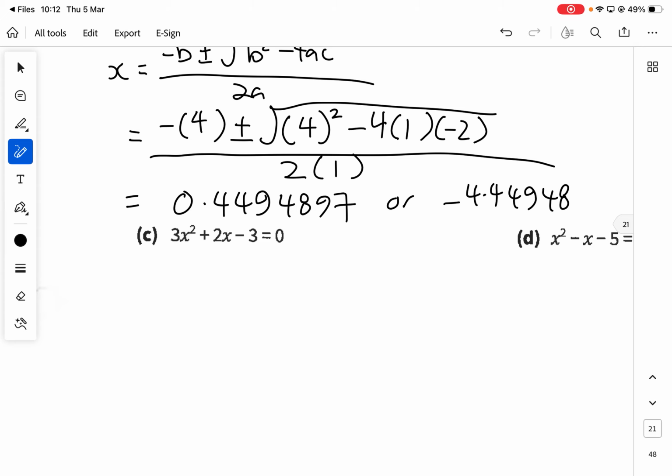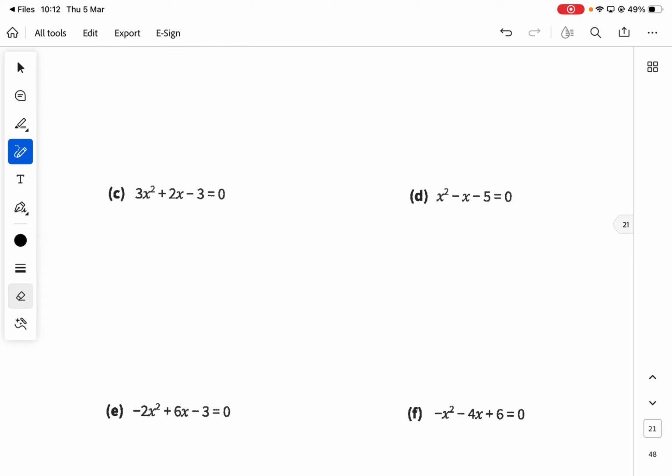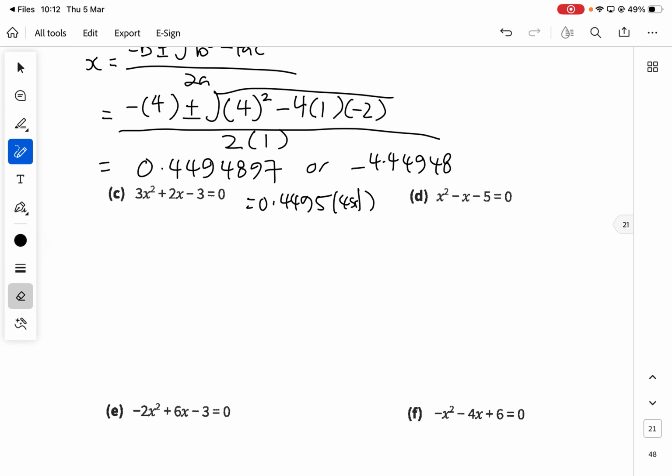Okay? Then round off to 4 significant figures. So 4 significant figures, 0.4495 for SF. Or negative 4.449 for SF.